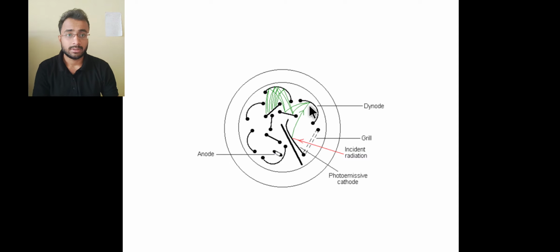dynode. The electrons which are removed from the first dynode will hit the second dynode, and this will continue. A chain reaction will go on, first dynode to second dynode to third dynode, and at last there is an anode which will collect all the electrons, because the anode is positively charged and all electrons are negatively charged. So the anode will collect all the electrons and detect the number of electrons.